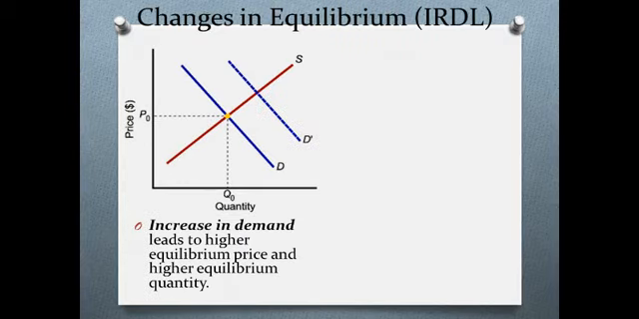So, changes in equilibrium. What happens? Changes in equilibrium is when we have shifts in either of the curves, sometimes both. An increase in demand leads to a higher equilibrium price and a higher equilibrium quantity.